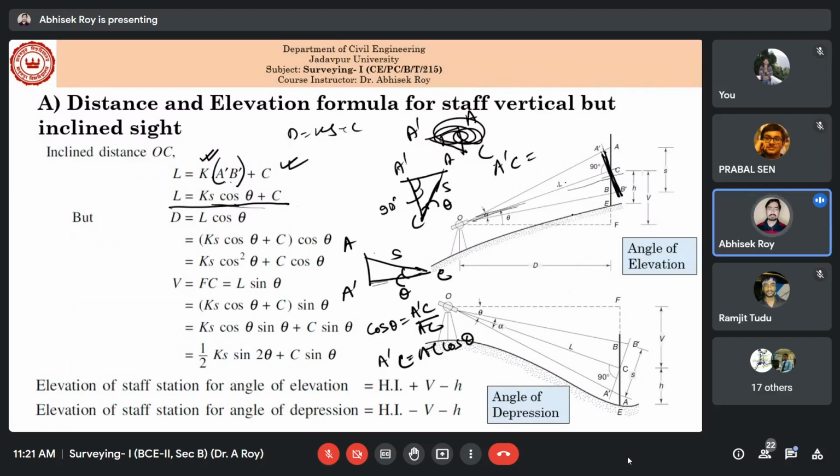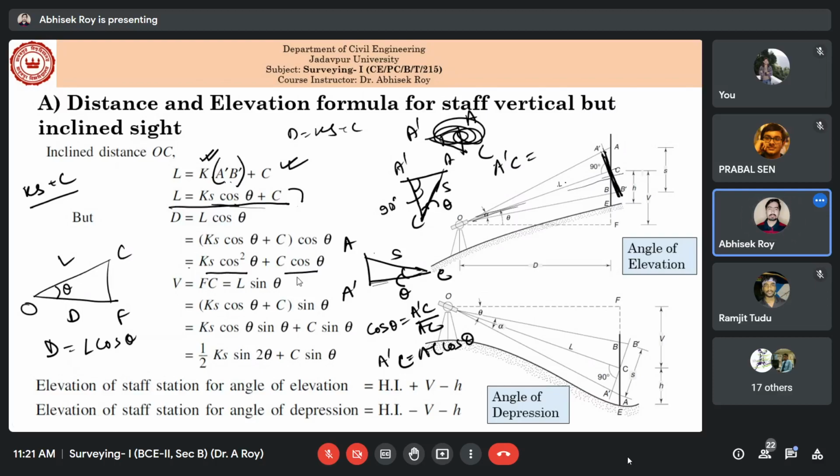But again, if you take this bigger triangle, that is OCF, then this is L and this is the actual D and this is theta. So from this triangle, again you will get D equals L cos theta. So in place of L, if you put Ks cos theta plus C and multiply by cos theta, then it will become Ks cos square theta plus C cos theta. So your original equation is Ks plus C, but that will be changed to Ks cos square theta plus C cos theta. So this is the case you have to remember.